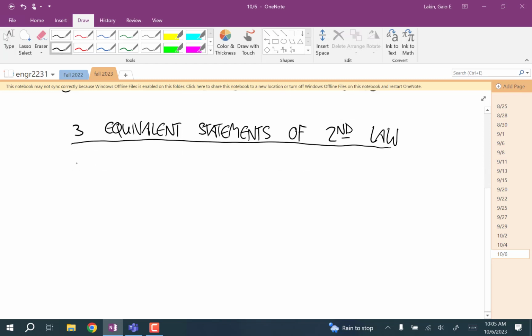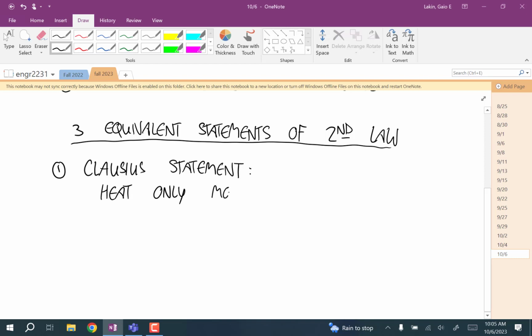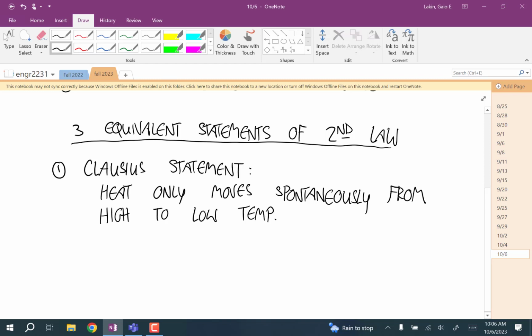The first one is called the Clausius statement. And it says that heat only moves spontaneously from a high temperature to a low temperature. This is the most intuitive of these three.